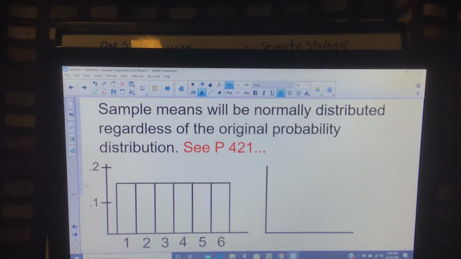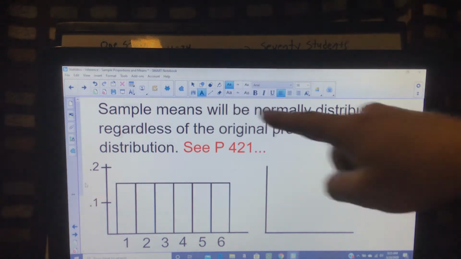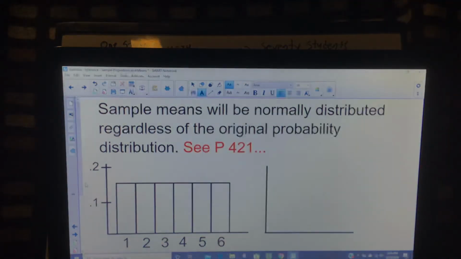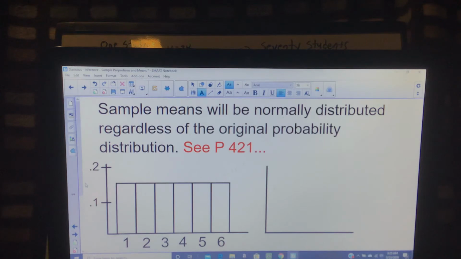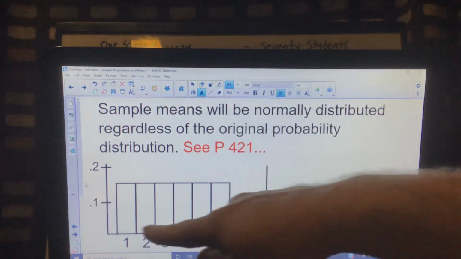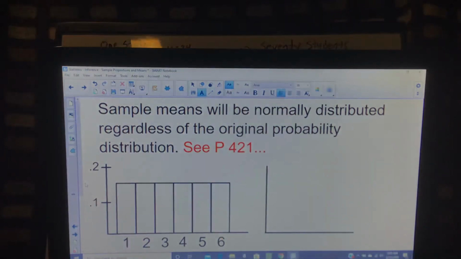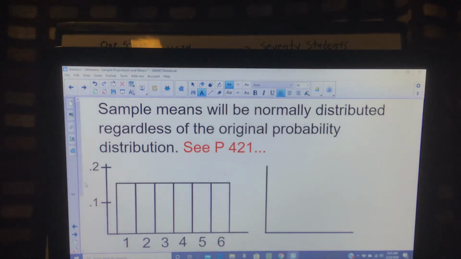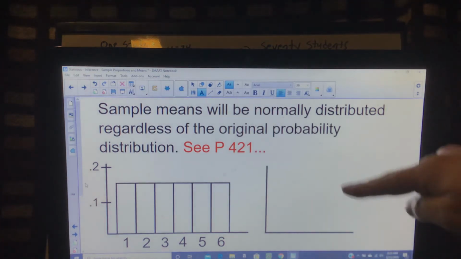So the sample means will be normally distributed regardless of the original probability distribution. They kind of test this. The original distribution, if you just roll one die, comes out like this. But if you take a larger and larger sample, it turns out that the distribution of your averages looks normal. So you would get a normal distribution.